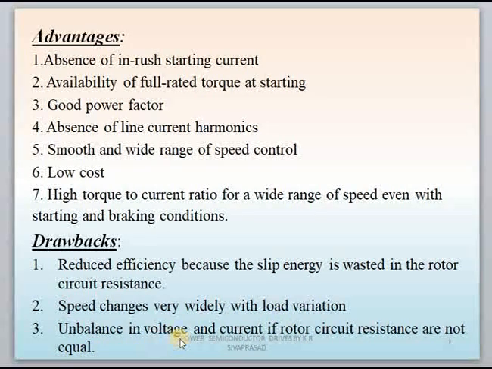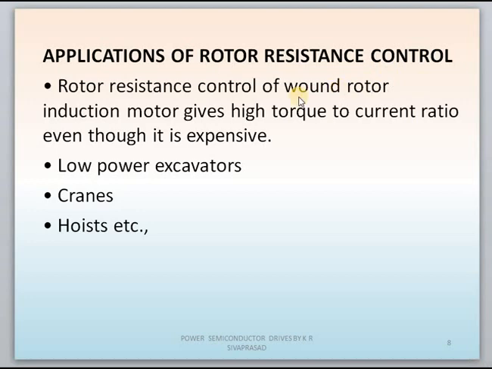And the third one is unbalance in voltage and current. If you select different external resistances connected to the rotor terminals, then we get unbalanced voltage and current values. That's why every time we have to cross-check that the selected external resistances are equal in value. Otherwise, unbalanced voltage and current will occur. So these are the applications of the rotor resistance control scheme. In this control, we get a high torque to current ratio, so it is applicable for low power excavators, cranes, hoists, etc.